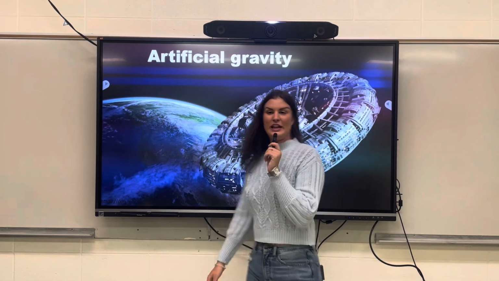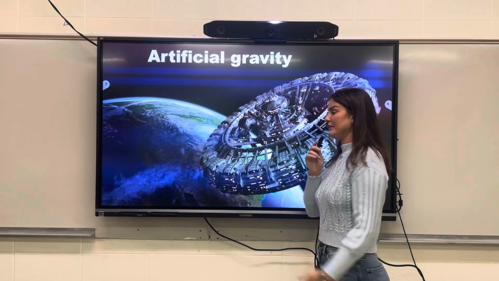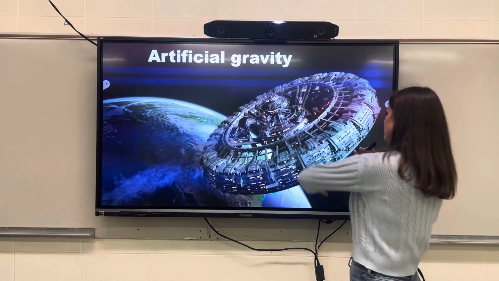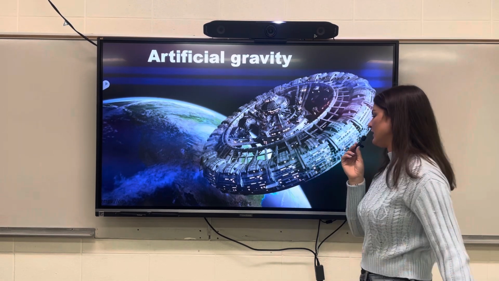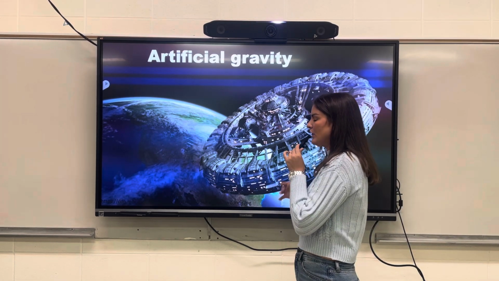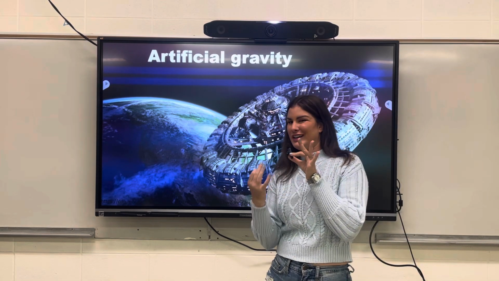Hello, everybody. Today I'm going to try to explain artificial gravity, and it's going to be artificial gravity in space. As you can see, this is a picture of a circle rotating and trying to produce that artificial gravity in space.